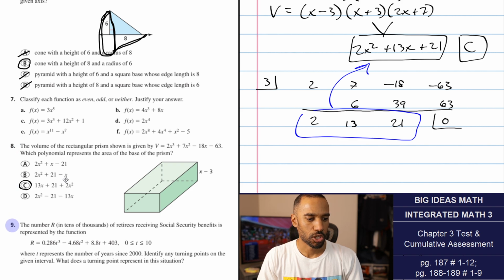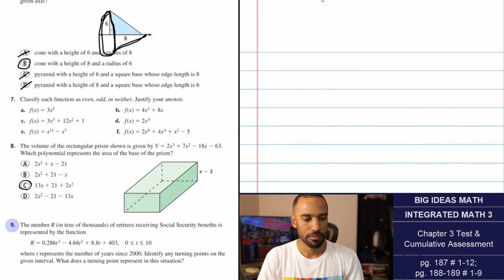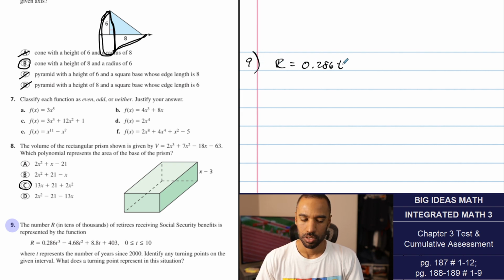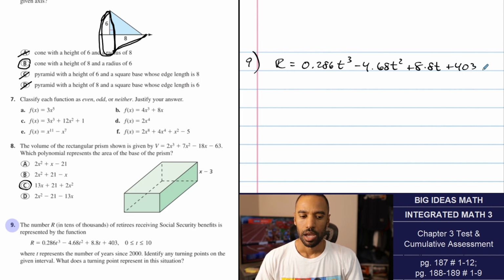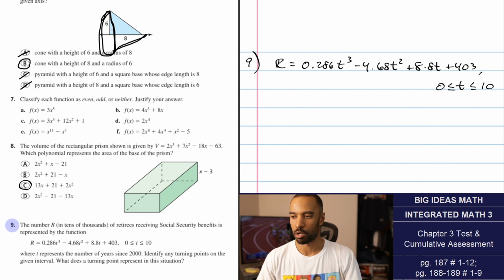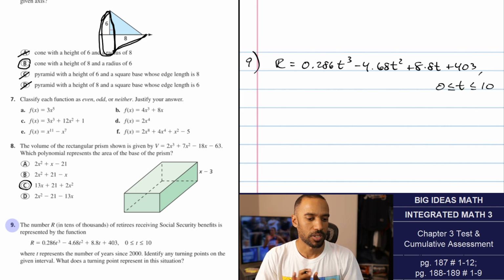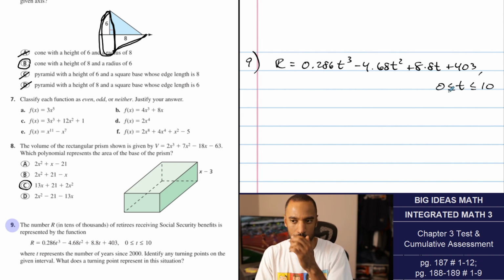Okay, number 9, very last question. The number R, in tens of thousands, of retirees receiving Social Security benefits is represented by the function R equals 0.286t cubed minus 4.68t squared plus 8.8t plus 403, for t from 0 to 10. At least, this is the domain that applies for this model specifically, where t represents number of years since 2000. That means year 10 is 2010. Identify any turning points on the given interval. What does a turning point represent in this situation?